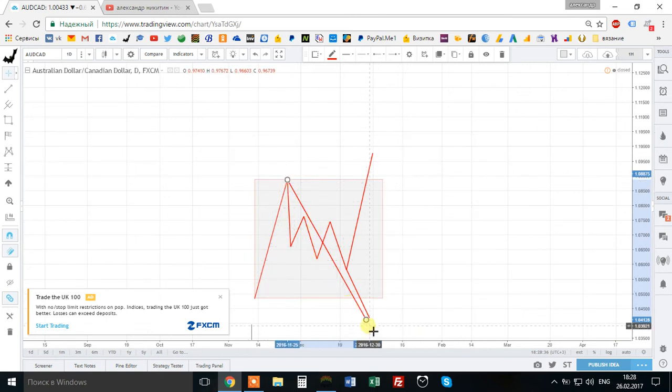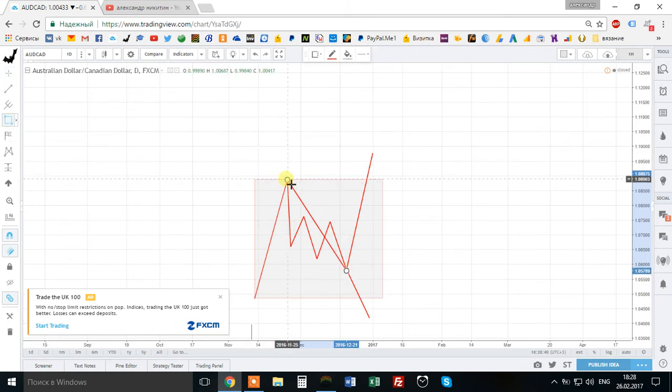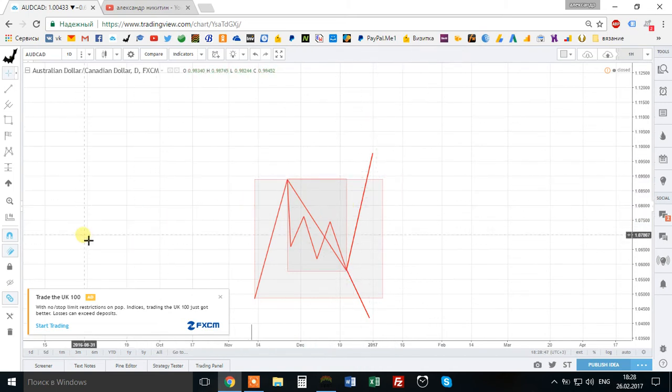In case of corrections, you need to calculate those corrections, and a correction should not be smaller than half of the average correction size. You calculate the average correction size from previous corrections. 3 previous corrections give you an average correction size, and you should calculate half of that average correction size.